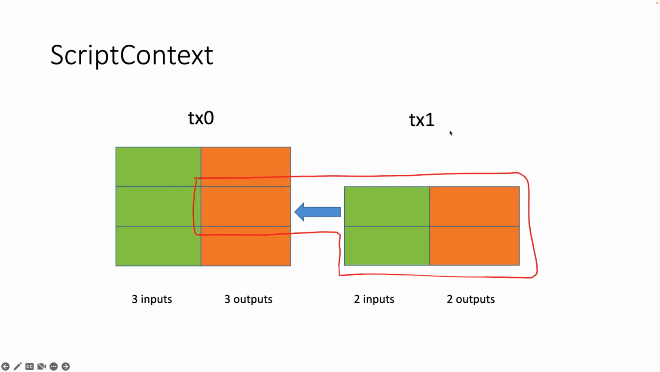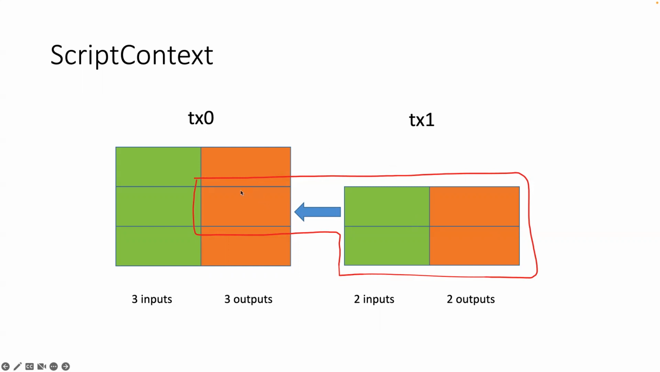So in general, it covers, roughly, right? Here I've shown you two transactions. One has 3 inputs, 3 outputs. The other transaction has 2 inputs and 2 outputs. And it turns out they have a relationship. The first input of transaction 1 is spending the second output of transaction 0. I just give you one example.